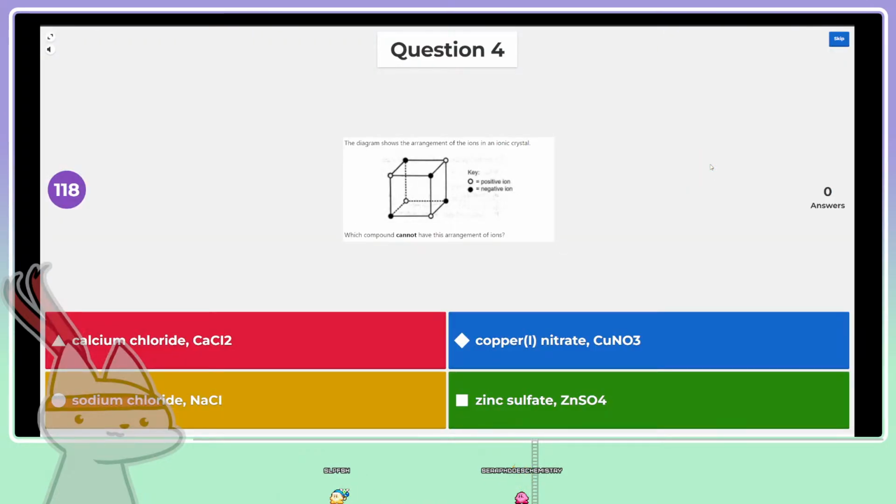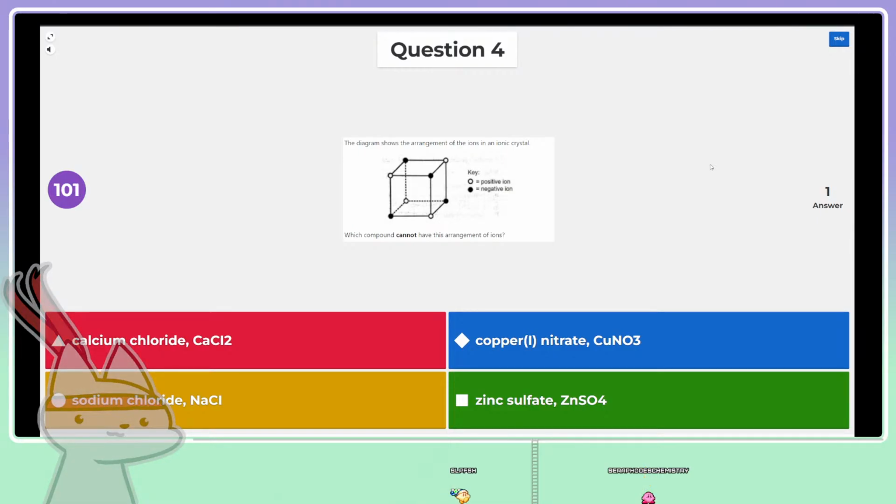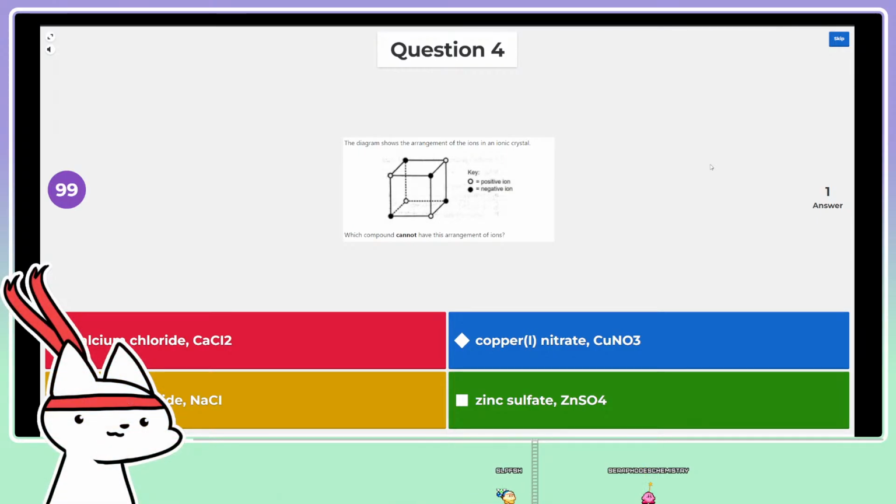So there we see something like a Rubik's Cube. That means 4 corners are different roundish stuff, and then it draws a cube. That itself is an ionic lattice crystal. And with the ionic lattice crystal, which compound cannot have this arrangement? So you need to count the number of black and whites in terms of ratios.